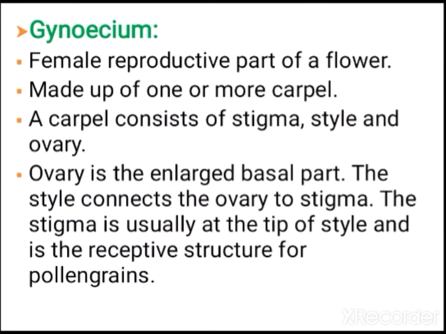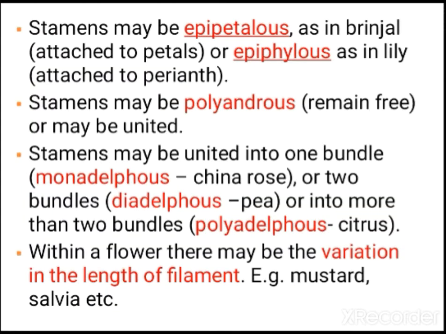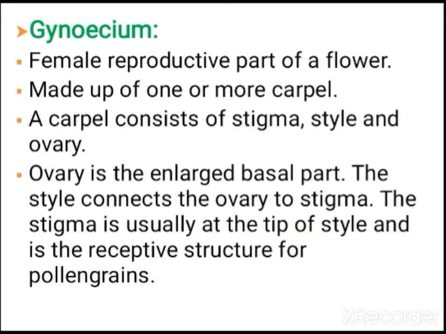Gynoecium is the female reproductive part of the flower. It is made up of one or more carpels. What is a carpel? A carpel consists of ovary, style and stigma. It can be only one carpel; in the hibiscus flower we have seen, there is only one carpel. Sometimes it can be more than one carpel also.